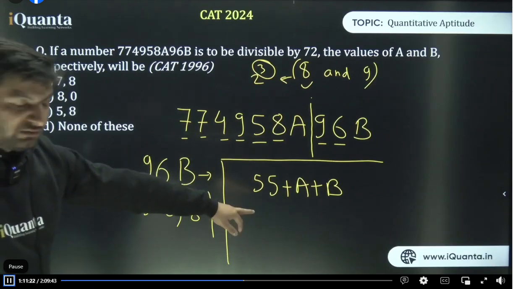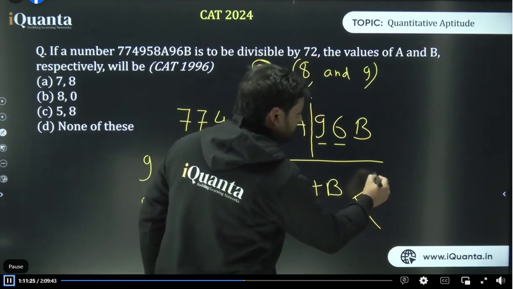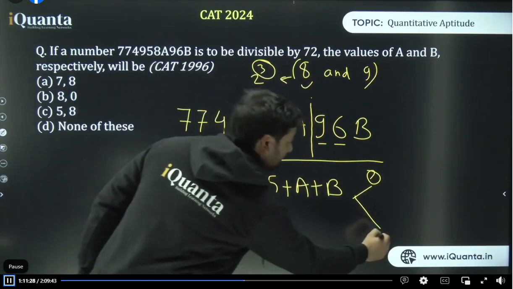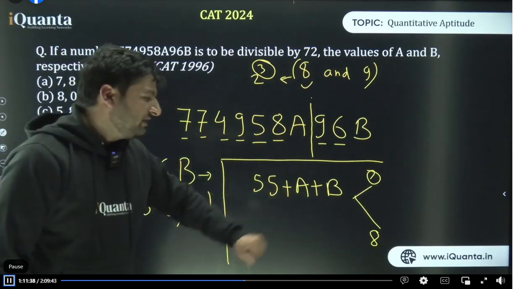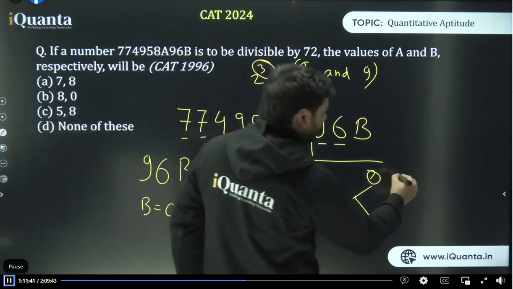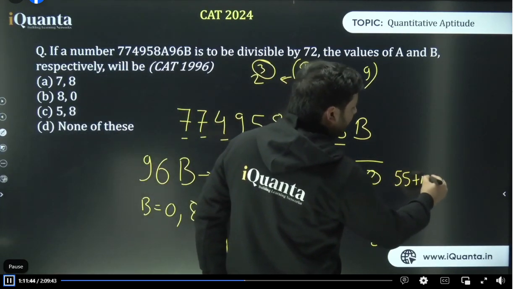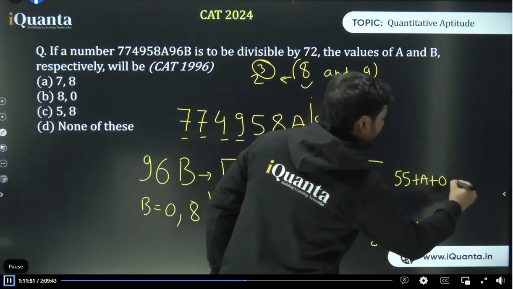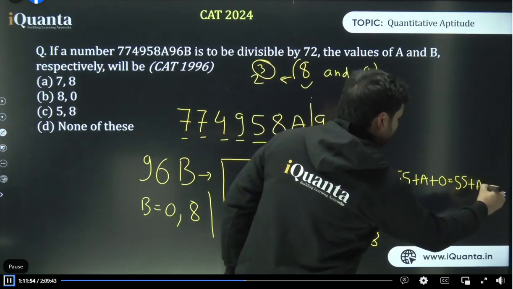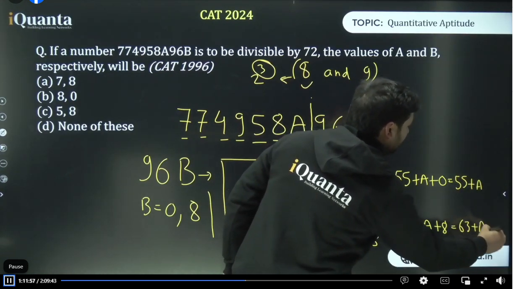Now, when I come here to the sum of digits, I have 2 cases to consider. One case is when b equal to 0. Another case is when b is equal to 8. Right? That means मैं b की 2 वैल्यूज के लिए चेक करूंगा. तो एक सम मेरा क्या आएगा? One of the sums will be 55 plus a plus 0. Another sum will be 55 plus a plus 8. That means I have 2 sums, 55 plus a and 63 plus a. Right?